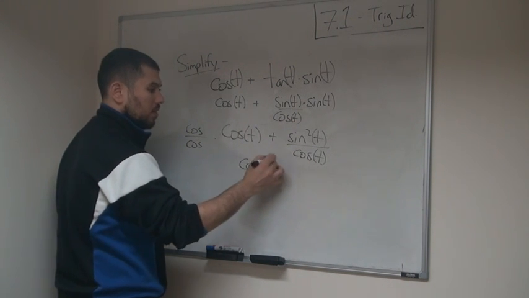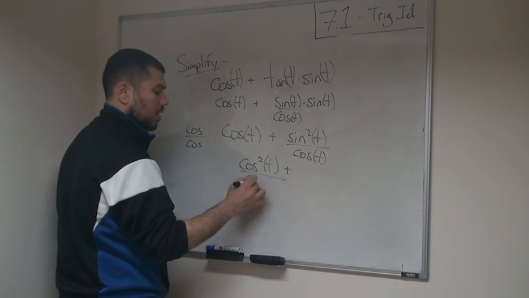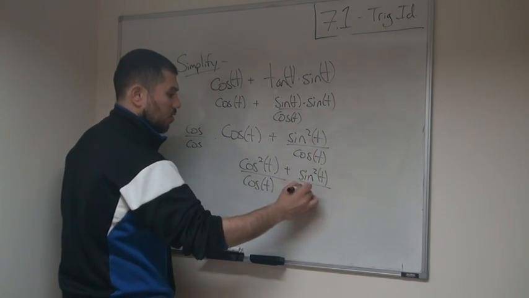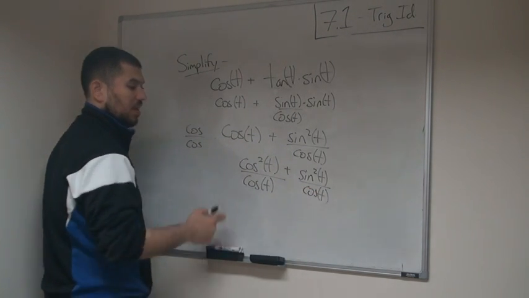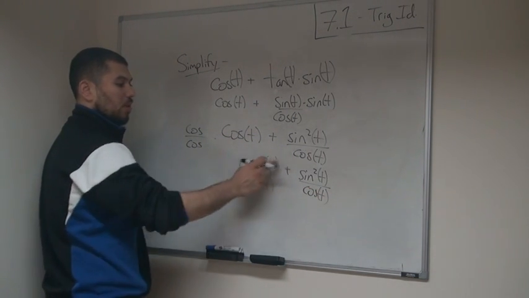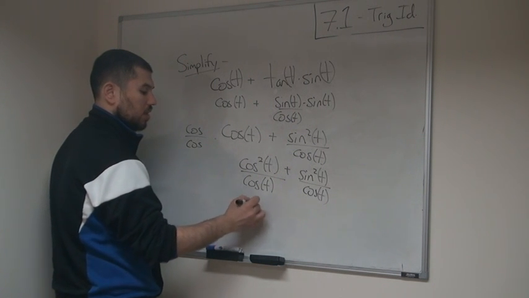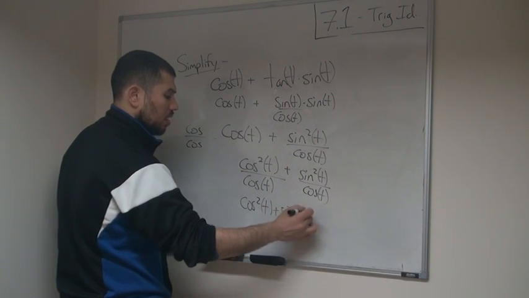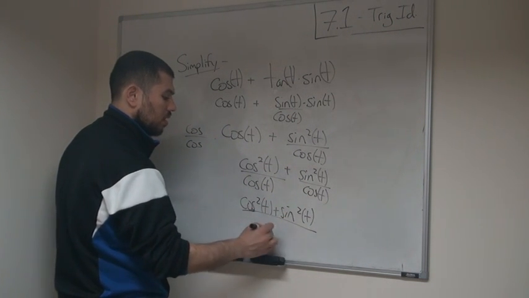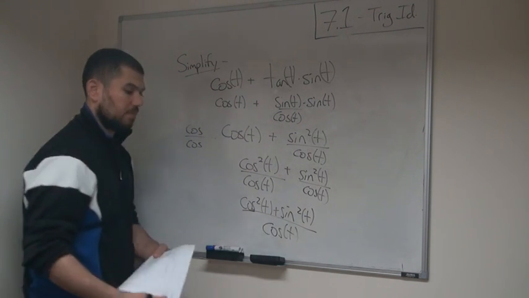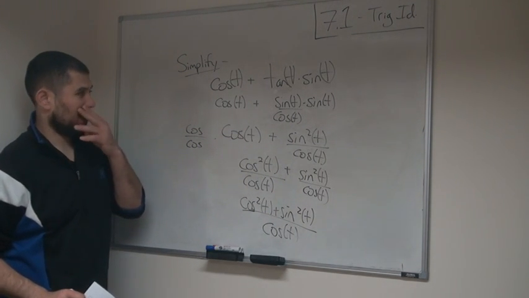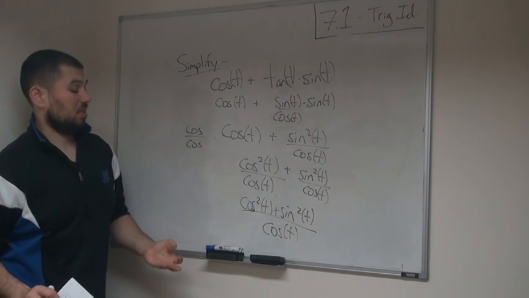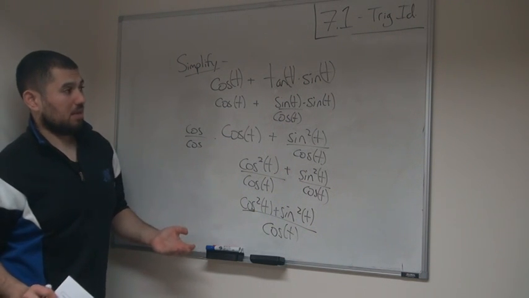I get cosine squared t over cosine of t plus sine squared t over cosine of t. Now that I have the same LCDs, I can add the numerators. I get cosine squared t plus sine squared t all over cosine of t. Now you think to yourself, okay, I wrote two terms as one expression. It doesn't really look simpler to me, but I was able to combine them.